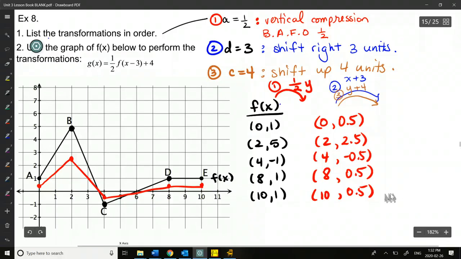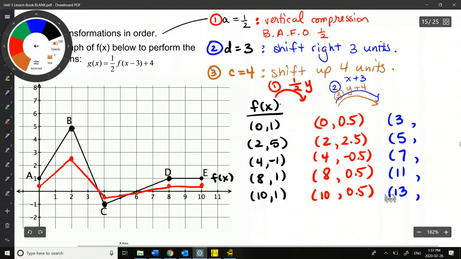So based on these red points here, you guys are going to add 3 to each of your x's and add 4 to each of your y's. That will shift them all right 3 and then up 4. Okay, so add 3. And then add 4 to your y's.